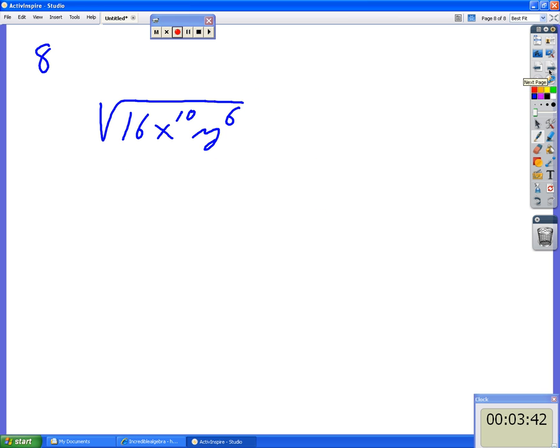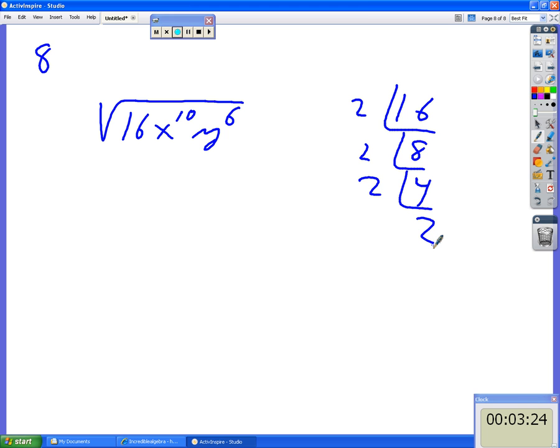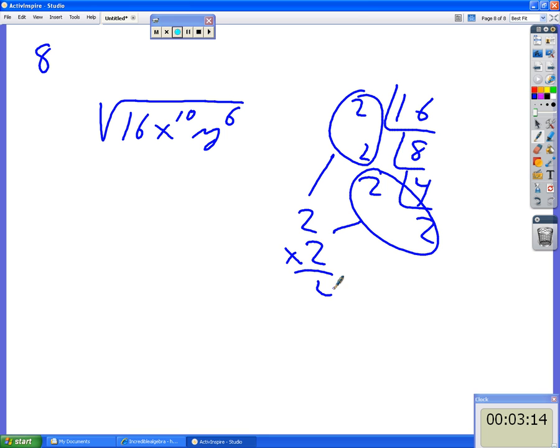Problem number 8, we've done this a whole bunch of times. This shouldn't take very long at all. I have the square root of 16. I need to break 16 down. What prime number goes into 16? 2 goes in 8 times. What goes into 8? 2 goes in 4 times. 2 goes into 4 twice. Circle your pairs. I have a pair of 2's. I have another pair of 2's. This pair of 2's is a 2. This pair of 2's is another 2. And 2 times 2 is 4.